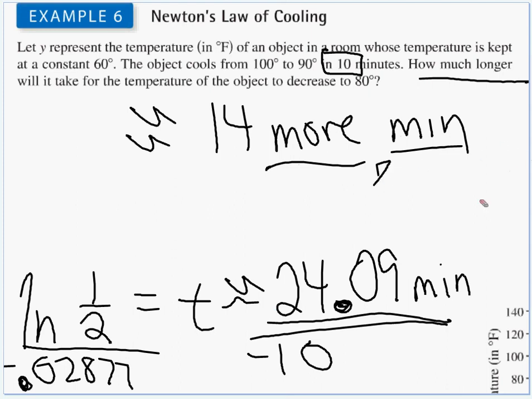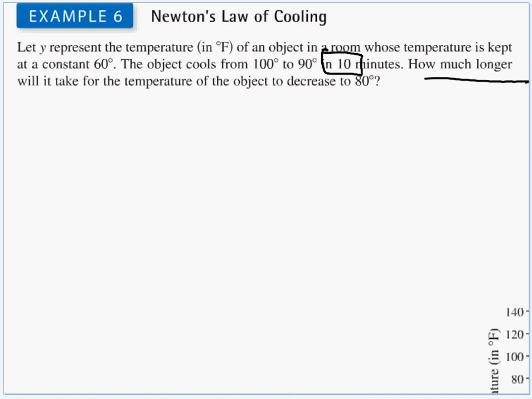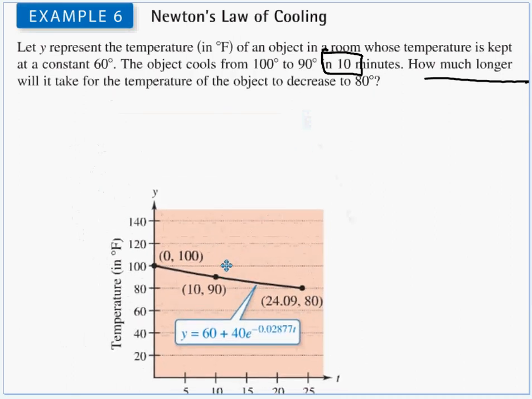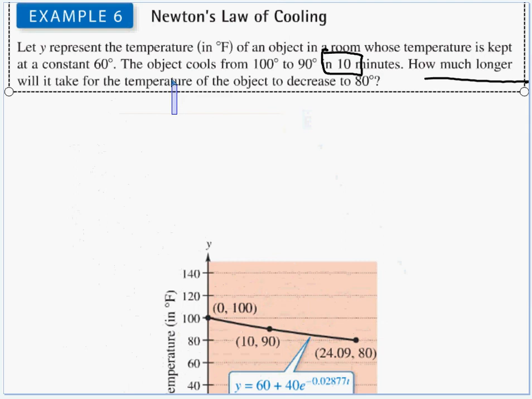And here's what we were looking at graphically. So we take the object out, it's 100 degrees. It takes 10 minutes to get down to 90, so that established our curvature. And then we figured out, okay, how much longer to get down to 80 degrees. So we extended that out using our model and found out it was going to be 24 minutes to get to 80 degrees, or about 14 more minutes.